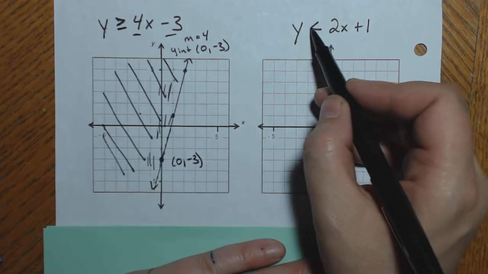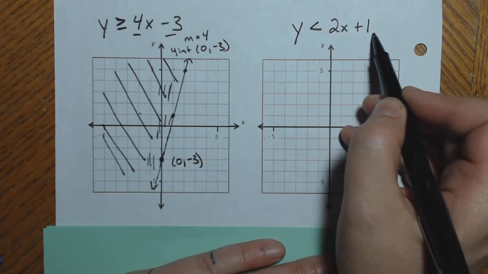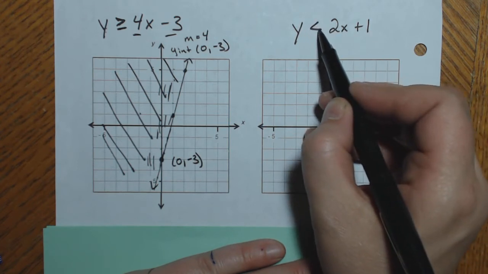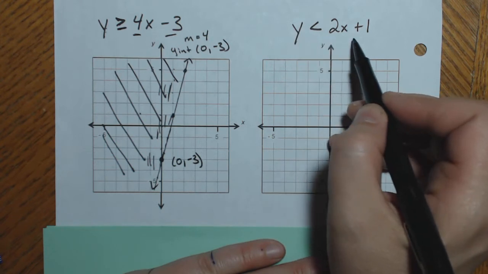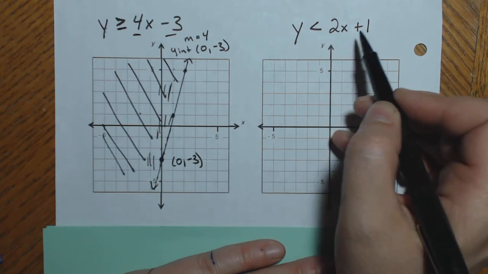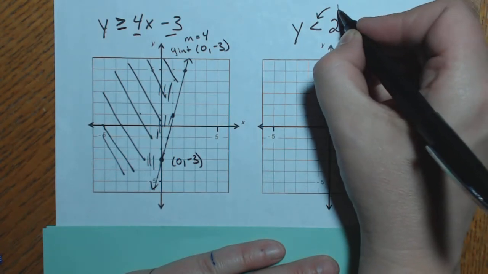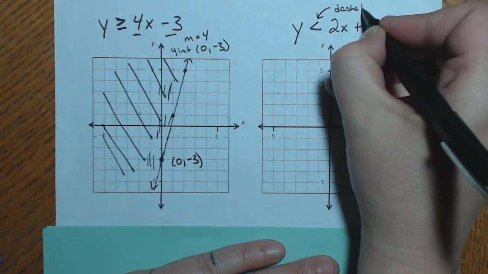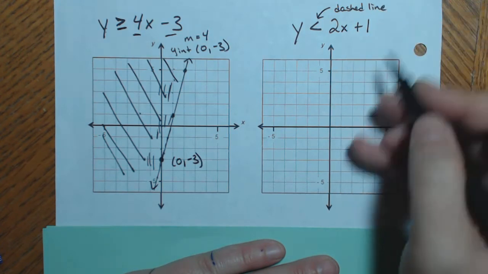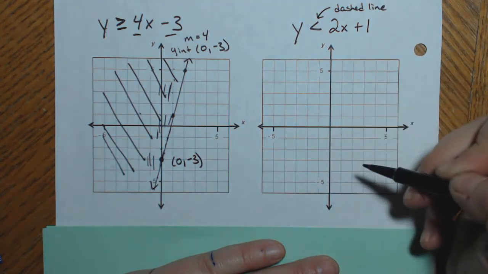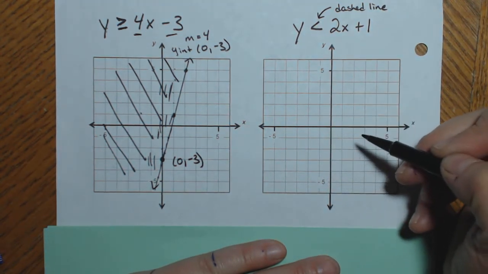Let's go over to this other example here. This says y is less than 2x plus 1. Since it's less than, it means that the line y equals 2x plus 1 is not part of the solution. So when we have a less than symbol, we are going to make a dashed line. That will show that the line is the edge of where the solution starts, but it's not included.